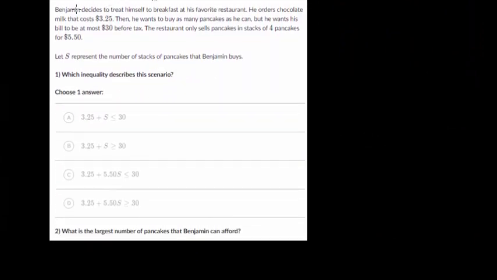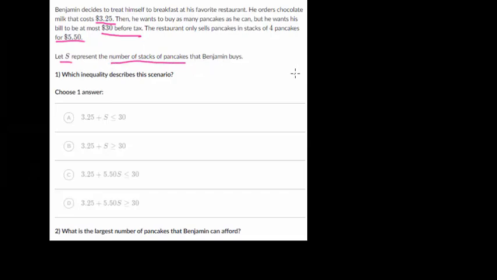So for this one, Benjamin decides to treat himself to breakfast at his favorite restaurant. He orders chocolate milk that costs $3.25. Then he wants to buy as many pancakes as he can, but he wants his bill to be at most $30 before tax. And the restaurant only sells pancakes in stacks of 4 pancakes for $5.50. So S is going to represent the number of stacks of pancakes.